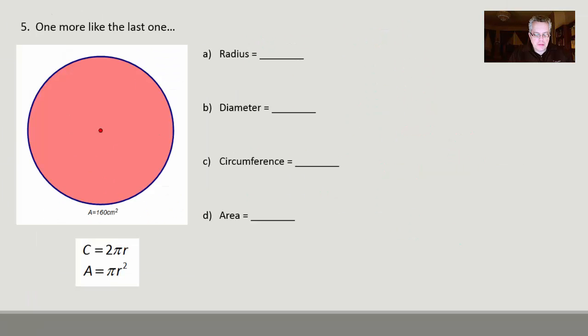All right, here it is. So, and this time we're given the area of the circle. So we're given that area is 160 centimeters squared. So let's put that in here. 160 centimeters squared. Okay, we find the radius, we find the other stuff pretty quickly. So start with the formula since we're given area. A equals pi r squared. So let's put 160 equals pi times radius squared.